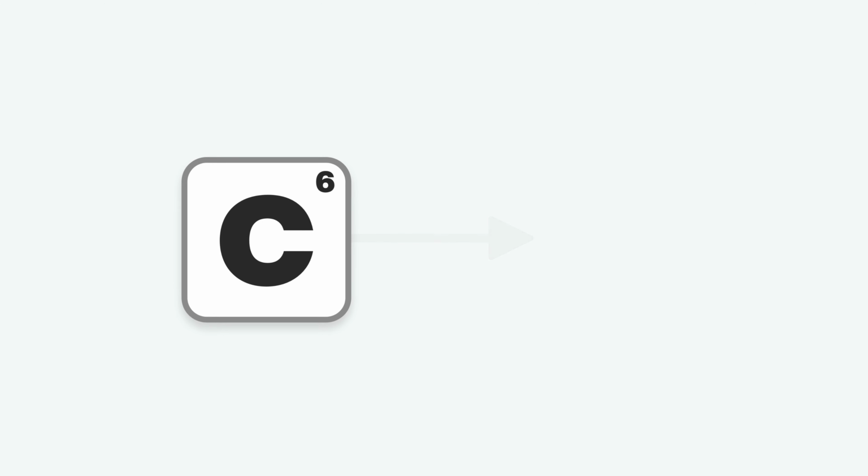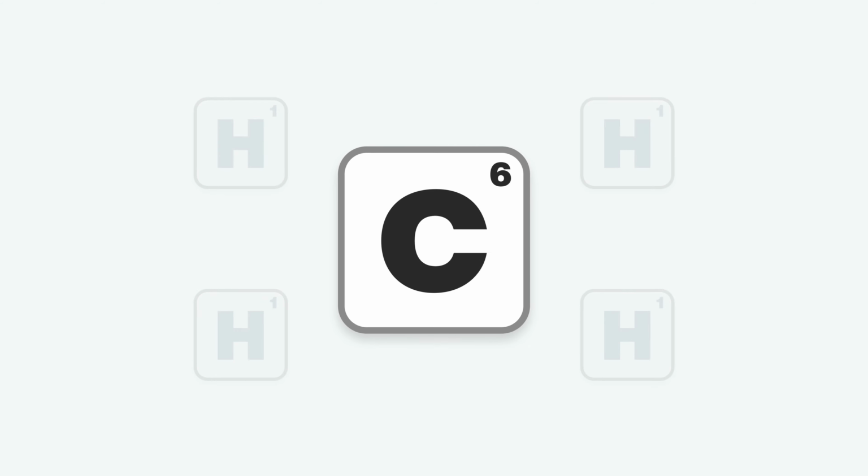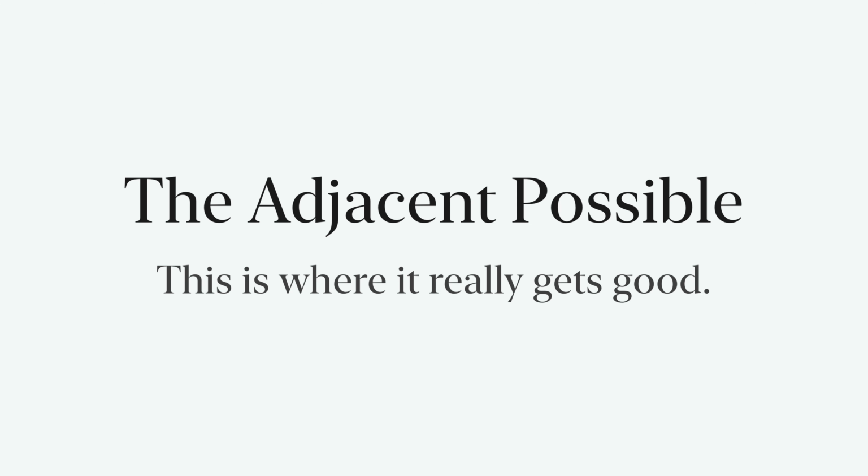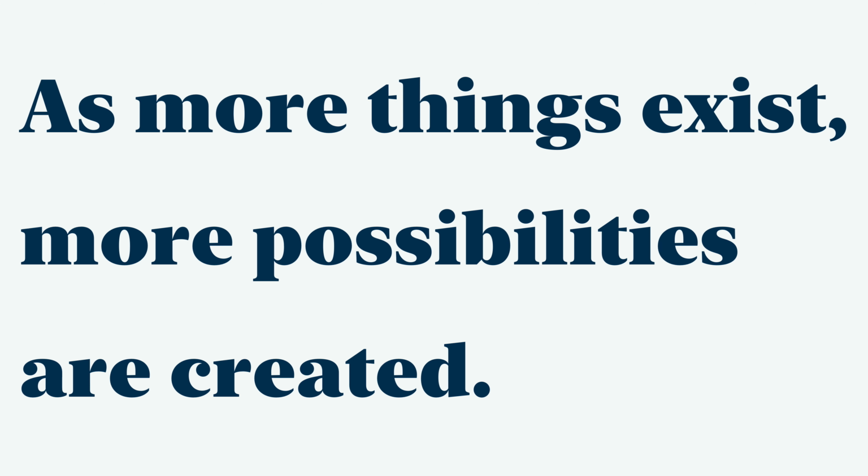So when we talk about the adjacent possible, we're talking about what that single carbon atom can become. Maybe it'll connect to some hydrogen atoms and create methane, but it cannot make the jump all the way to humans or other complex life. But that's only part of the idea of the adjacent possible. The really exciting part of this concept is that as more things exist, the more possibilities are created.